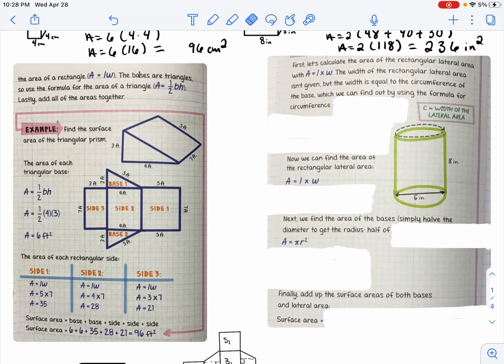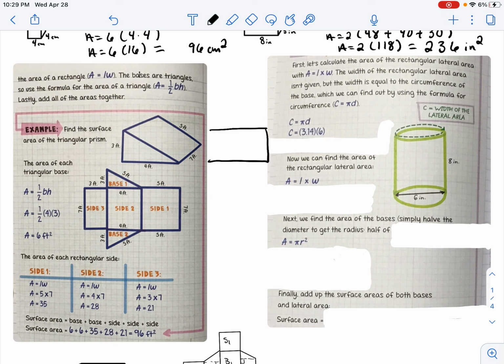But we're going to have to use our circumference. So remember, circumference equals pi times diameter to find the width of our rectangle. Okay, so circumference, if it's pi times diameter, our diameter is down here at 6. So we just take 3.14 times 6, and that will give us our width of our rectangle.